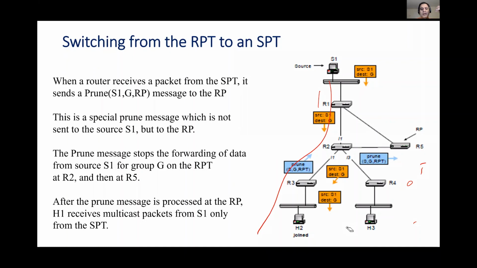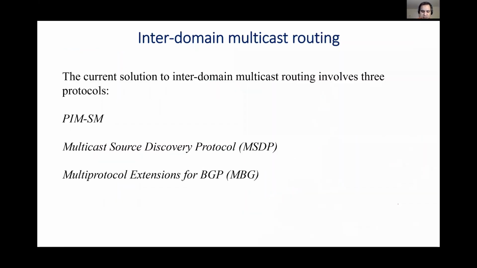PIM sparse mode has this ability to automatically shift depending on conditions. The designated router would start the shifting. It would sense when the population reaches a certain level, and it will start the shifting. So that's how the shifting happens.